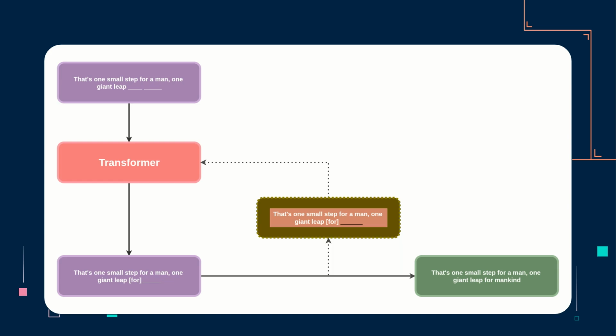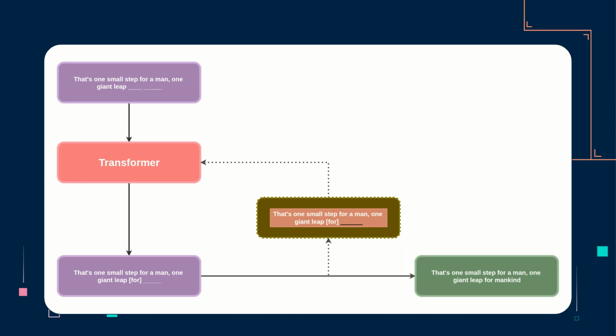That's the same reason when you go into ChatGPT, you see your text being streamed back to you. If you go into ChatGPT right now and type, complete this sentence: that's one small step for a man, one giant leap for, it should be able to complete this sentence. You can go ahead and actually try this out on your own.